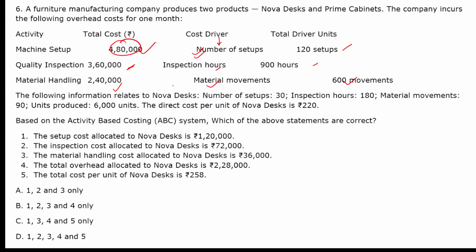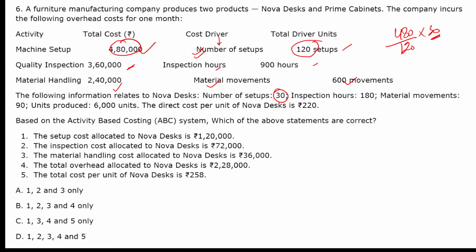Number of setups are 30. Okay. Number of setups are 30. 480 is for the whole company. Number of drivers are 120. 480 divided by 120 into 30. This is for the whole company and 30 is for Nova. So how much will it be? Please calculate.